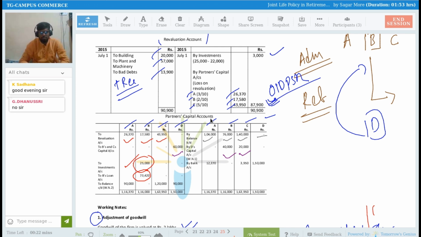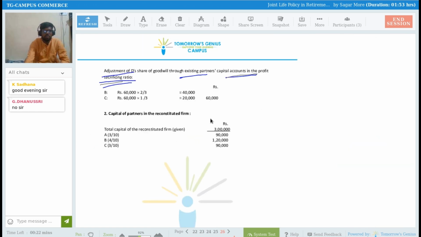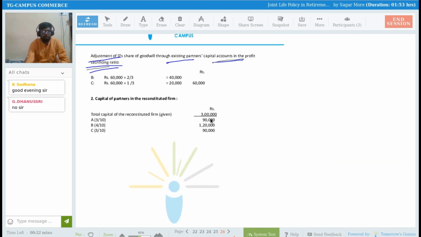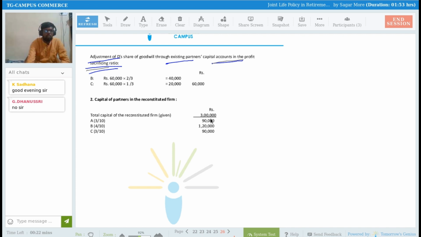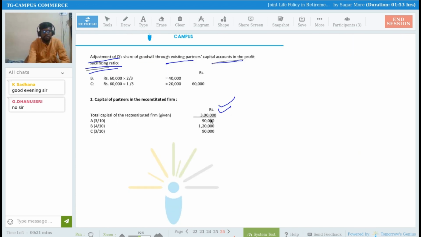And so what about balances of partners? What is the amount of balances? For that you have to see working note number 2. Okay, it is 3 lakh, not 10 lakh. In the question it is given, you have to maintain 3 lakh rupees. In the reconstituted firm, the total capital will be 3 lakhs. I have written 3 lakh rupees will be the capital.